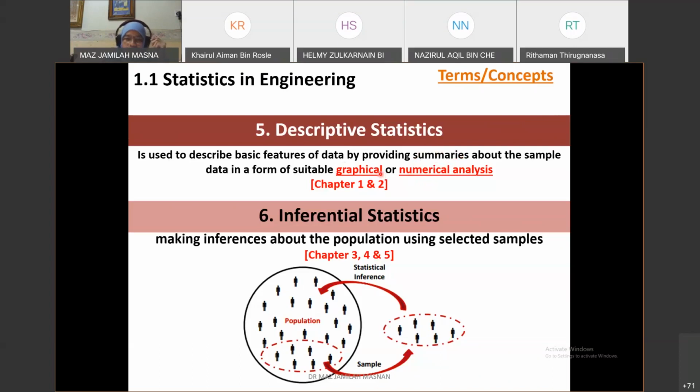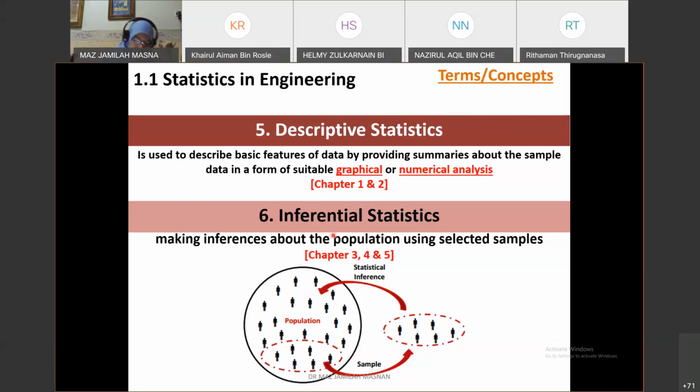Later on you will see how we can differentiate when to use graphical and when to use numerical. Okay, so descriptive statistic is all about how you can describe your data into meaningful information. What about inferential statistics?